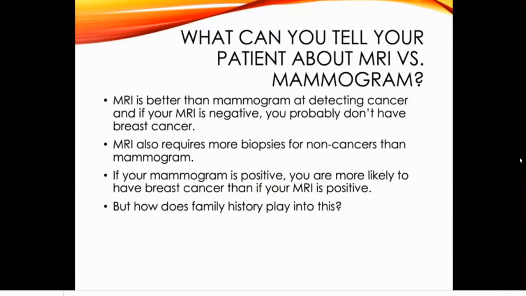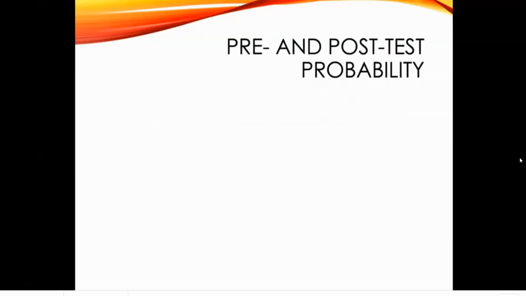So now, based on all this, what can you tell your patient about MRI versus mammogram? You can tell her that MRI is better than mammogram at detecting cancer, and if her MRI is negative, she probably doesn't have breast cancer. You can tell her that MRI also leads to more biopsies for non-cancers than mammogram. You can tell her that if her mammogram is positive, she's more likely to have breast cancer than if her MRI is positive. And so you have this conversation with her, and then she asks you, but how does my family history play into this? So let's talk a little bit about pre- and post-test probability.